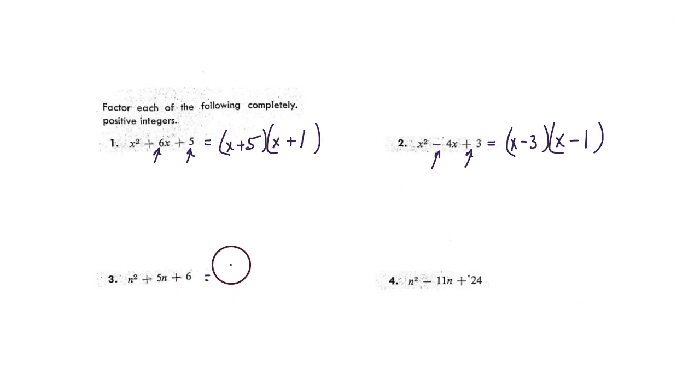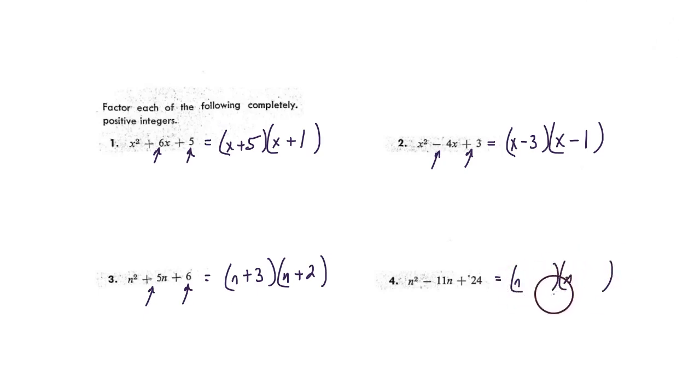Number 3, let's try FOIL. N times n is n squared. Positive 3 times positive 2 makes positive 6. And 3 and 2 add up to 5. Next one with FOIL. N times n is n squared. And to make 24, we have some possibilities. Like it could be 1 times 24, 2 times 12, could be 3 times 8, 4 times 6, and so on. Because I want this to be negative 11, let's use negative 8 and negative 3.